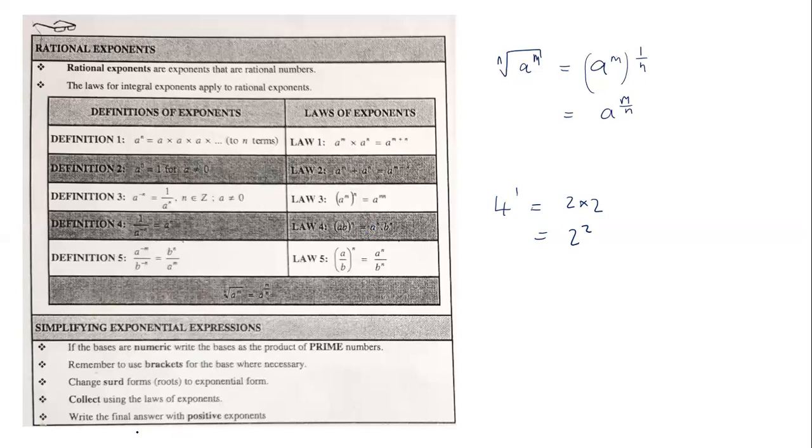And therefore, write the final answer with positive exponents all the time. So if it happens that the final answer is presented with a negative exponent, we actually really do not want that. So that means we need to express that with a positive exponent.